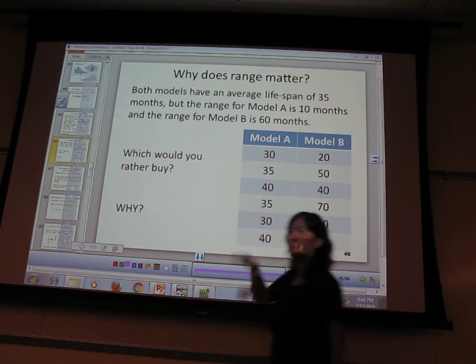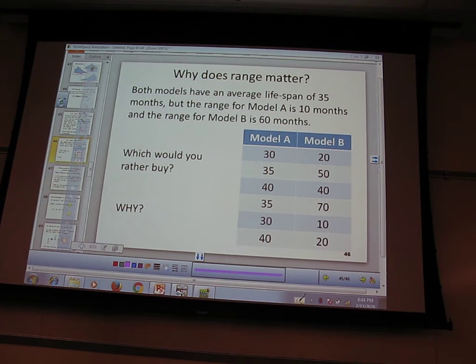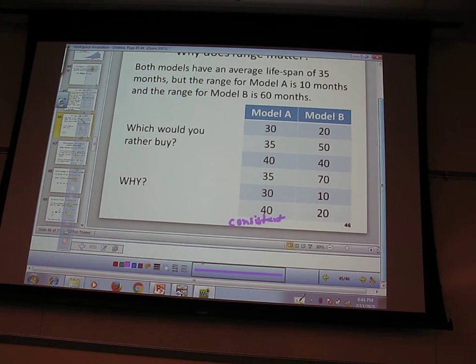Now, who picked Model A? What are some of the reasons for that? Generally speaking, you're probably going to get 35 months or so. Yeah, it's a little bit more consistent, right? So generally speaking, this one is more consistent. And this one is a little bit of a gamble, but could be really good. Or bad.